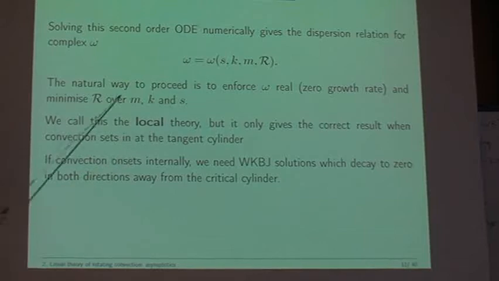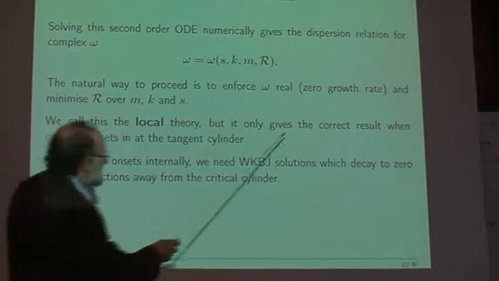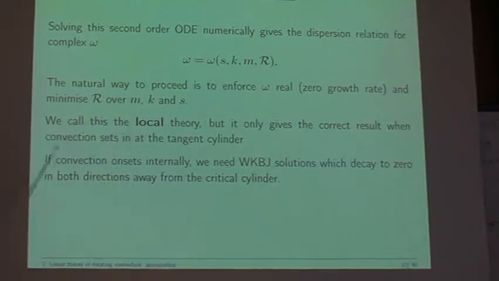So, the natural way to proceed, which is what Roberts and Busse actually did, is to enforce omega real and minimize R over M, K, and S. And that's what's sometimes called the local theory of the onset of convection. And it gives the right answer when convection sets in at the tangent cylinder. So in those pictures I showed you, which were carefully constructed so this was true, that does give you the correct answer. So that simple way of doing it gives you the correct value of the Rayleigh number and the corresponding value of m. So that's all fairly neat and fairly straightforward.